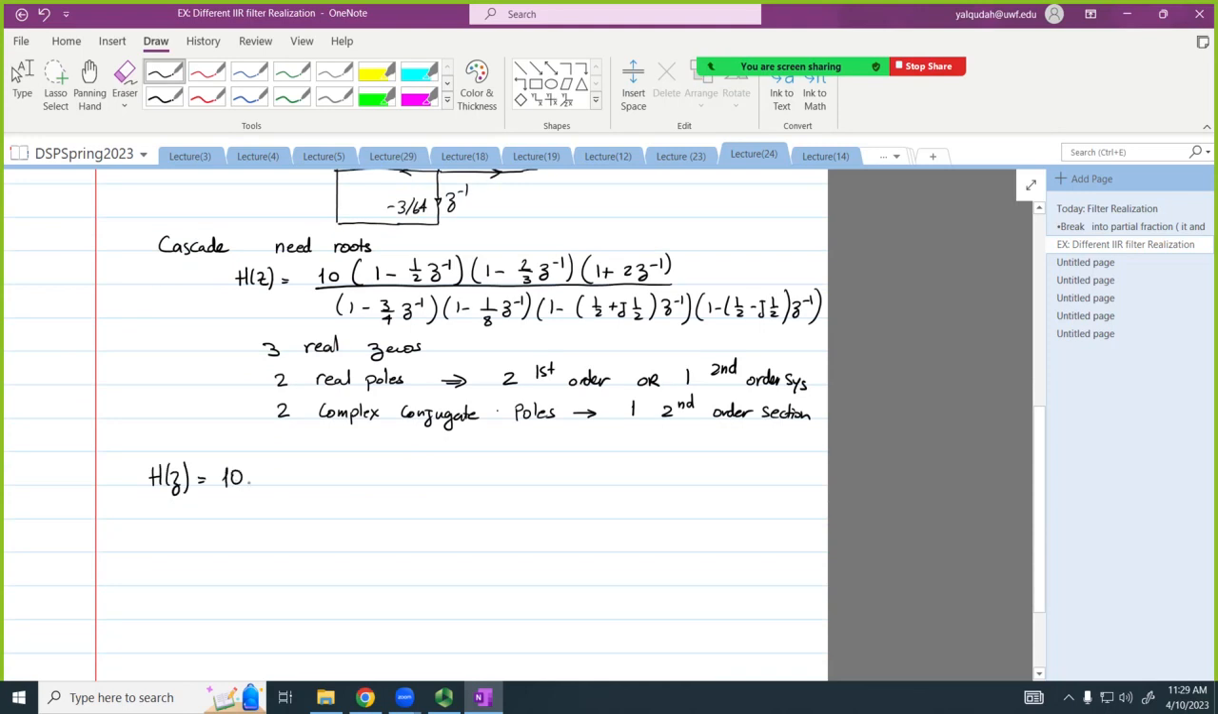We're going to write it as 10 multiplied by (1 minus 2/3 z to negative 1) divided by (1 minus 7/8 z to negative 1 plus 3/32 z to negative 2), multiplied by (1 plus 3/2 z to negative 1 minus z to negative 2) divided by (1 minus z to negative 1 plus 1/2 z to negative 2).